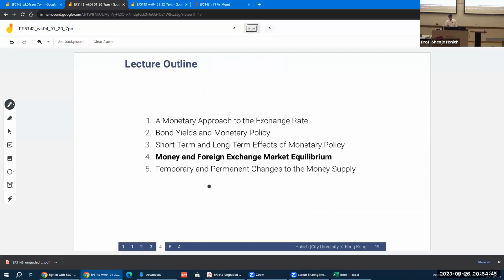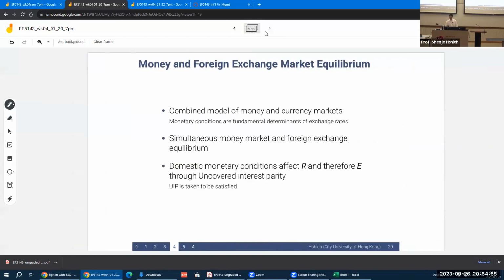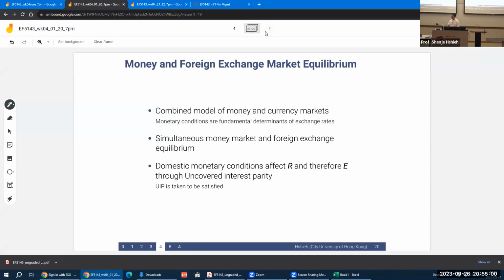All right, so as I said, we will now combine money and Forex markets together and see how, when those two markets clear, we can determine what the equilibrium spot exchange rate should be. Once we do that, hopefully you can understand the Wall Street Journal better when they talk about central bank activity.